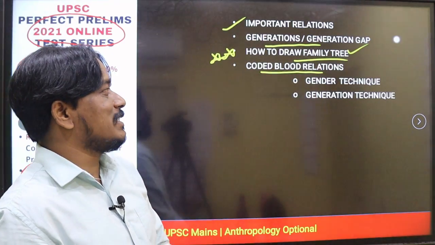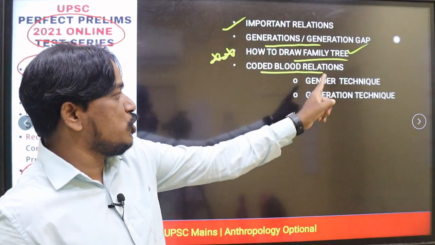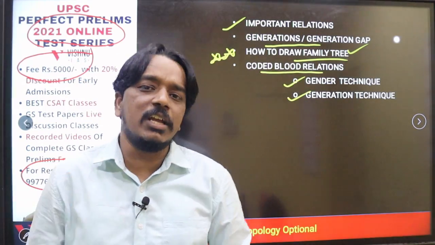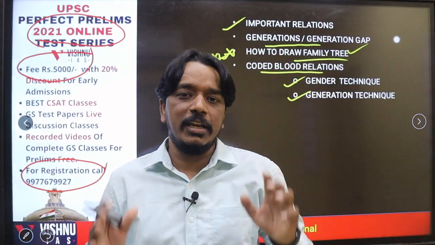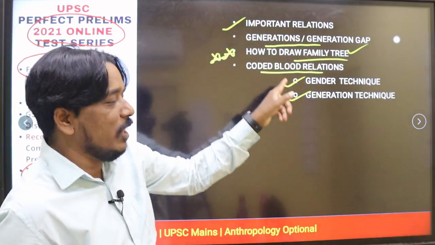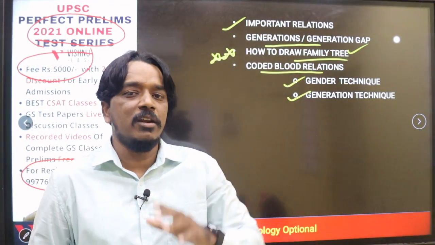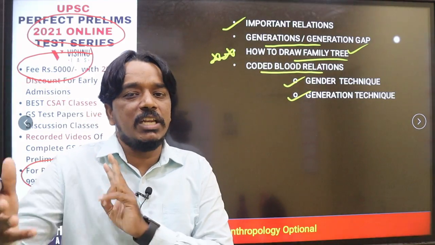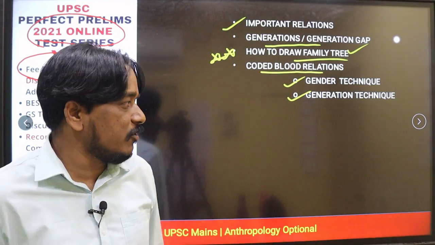If you want to answer these types of questions in less time, we should know what the gender technique is and what the generation technique is. Very clearly I'll explain what the gender technique and the generation technique are. It is total blood relation. So if you know all these points in a very crystal clear manner, you can definitely score very good marks from this particular topic. Very easily you can answer with 100% accuracy.